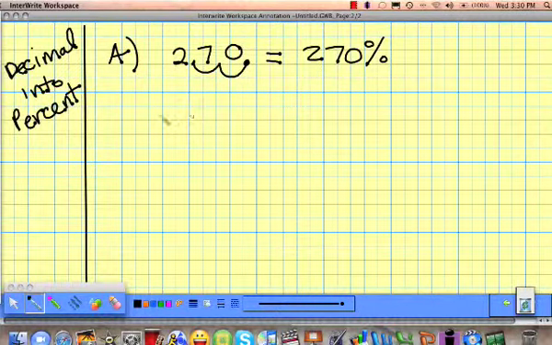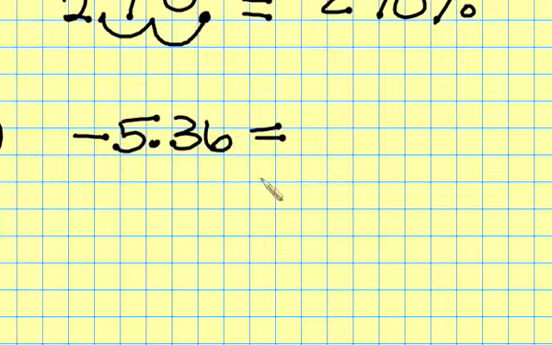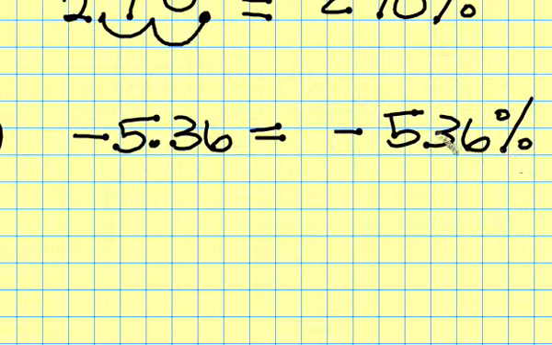I'm going to throw a trick one at you. Let's see if you can pick up on this one. Negative 5.36. Go ahead and hit the pause button. I want you to solve it. Hit play and see if you got the right answer. Alright, now that you finished solving it, if you got negative 536%, you are correct. Negative 536%. Remember, took the decimal, moved it 2 times. 1, 2.